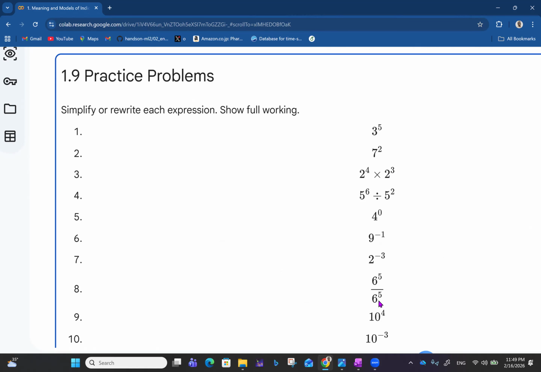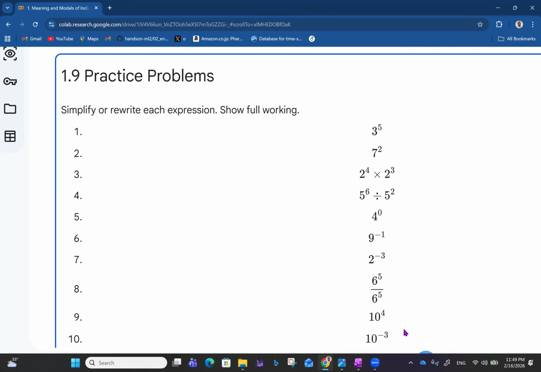6 raised by 5 over 6 raised by 5. They are the same, so that's 1. Or if you like, you can say 6 raised by 5 minus 5. That's 6 raised by 0, which is also 1. Anyhow you want it. 10 raised power 4 is 1, 0, 0, 0, 0. Because we have power 4, there will be 4 zeros with the 1.